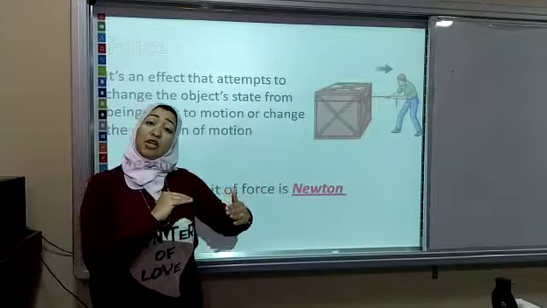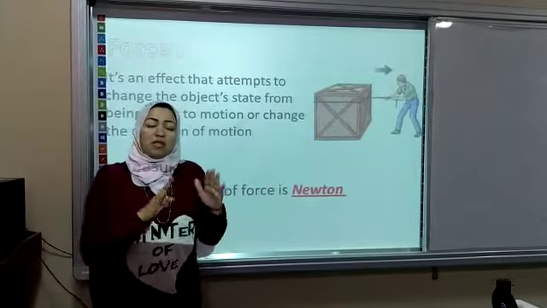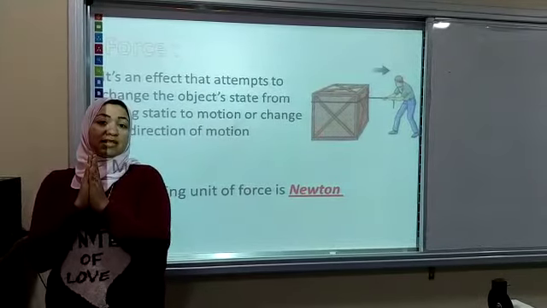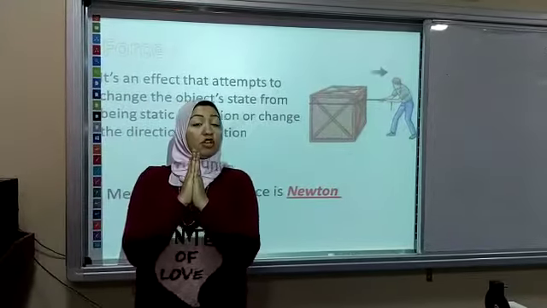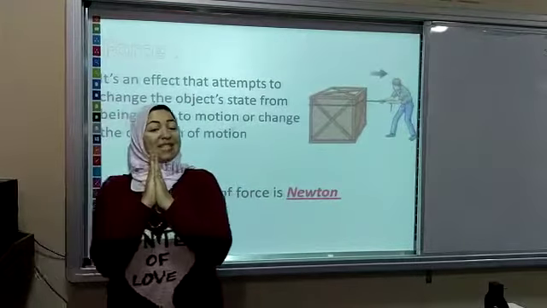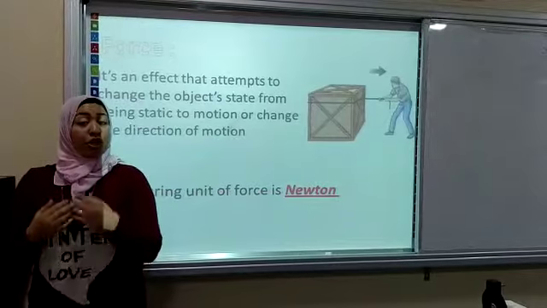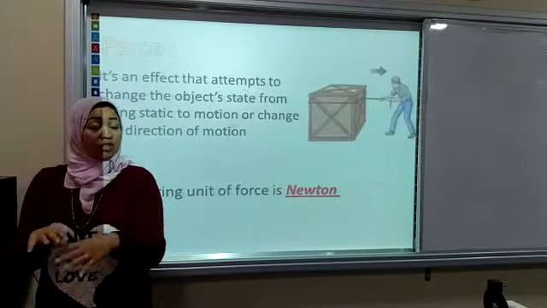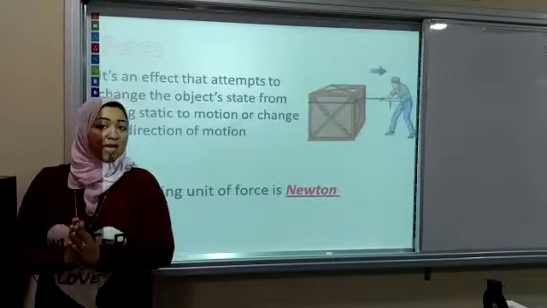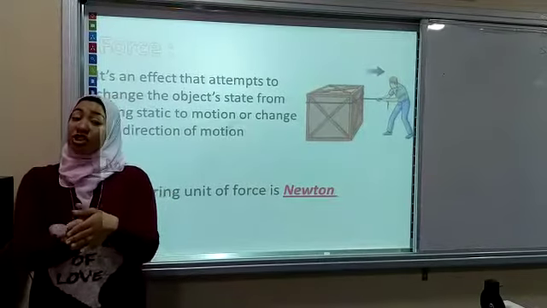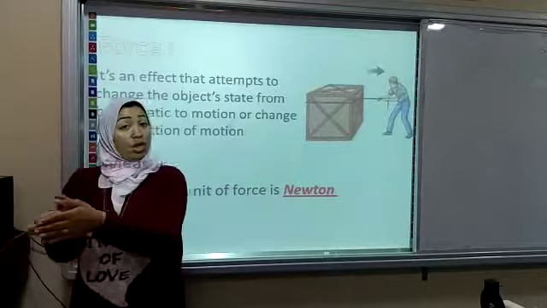If it's static, to motion. Static means it doesn't move. I'm in a static state. Here I'm going to move, so this is a motion state. Again, this is static and this is motion. So when I act a force on the object, I change its state from static to motion, or I can change its direction, from left to right.